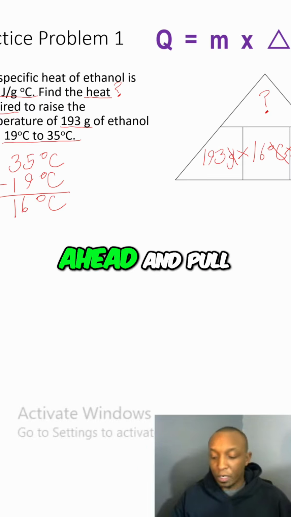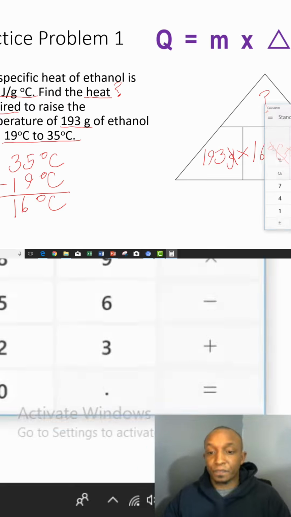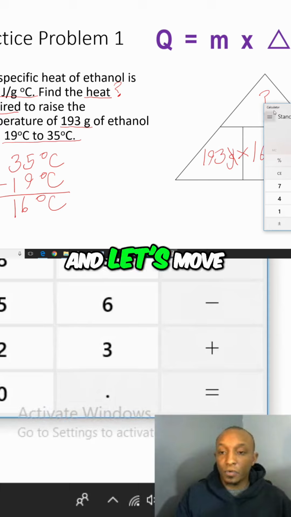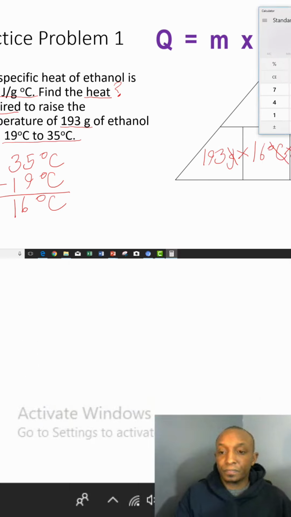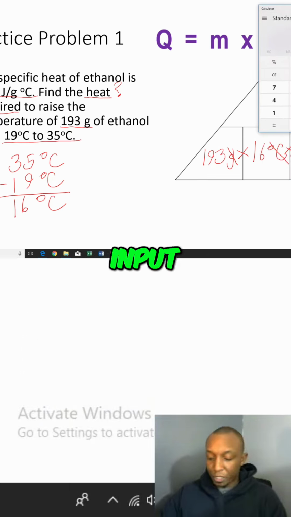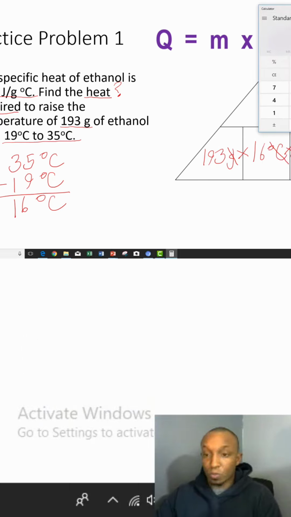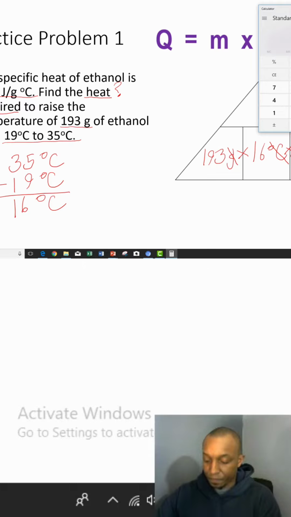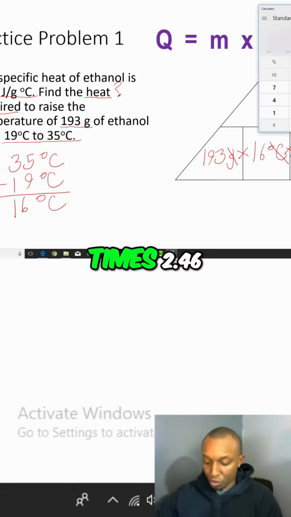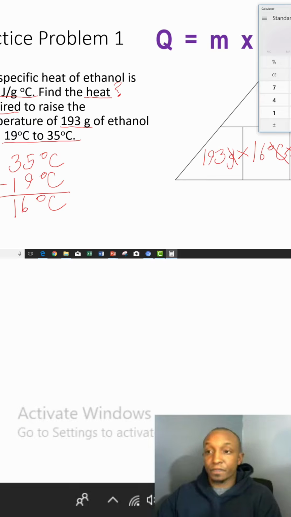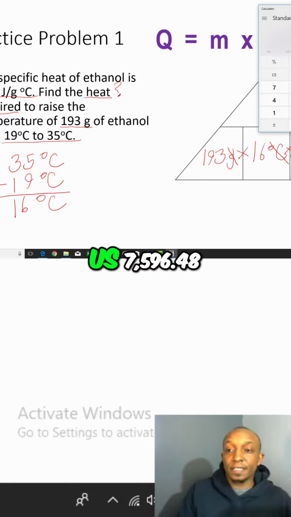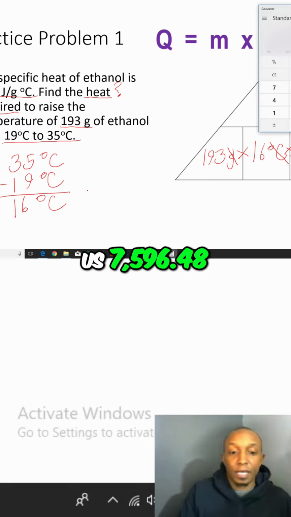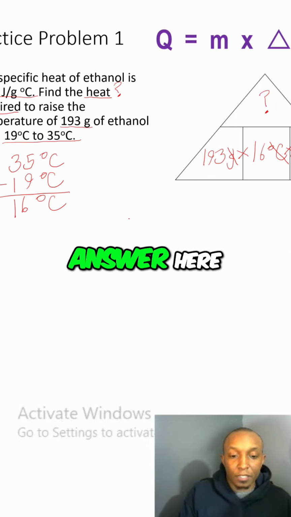So now we'll go ahead and pull up our calculator. And let's move our calculator up. And then we'll input our numbers. 193 times 16 times 2.46. And that's going to give us 7,596.48 joules.